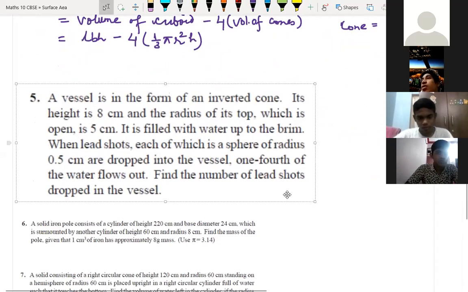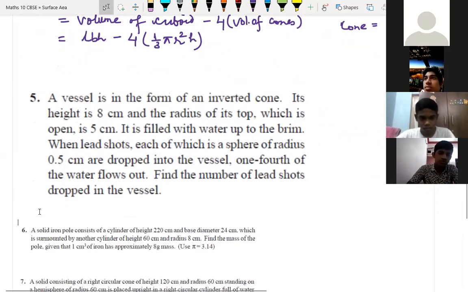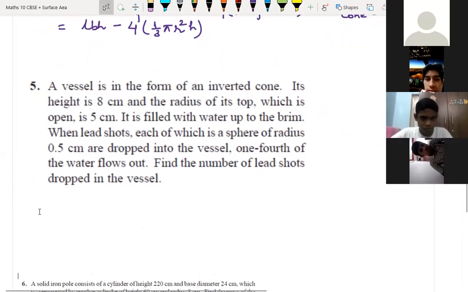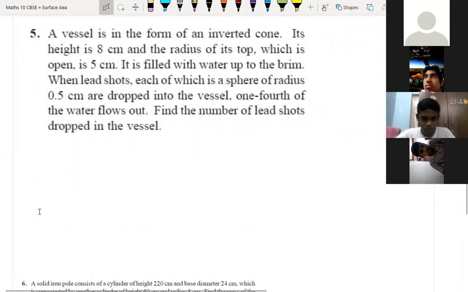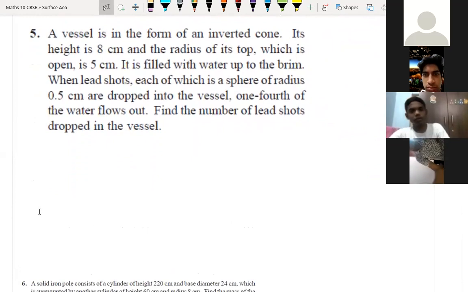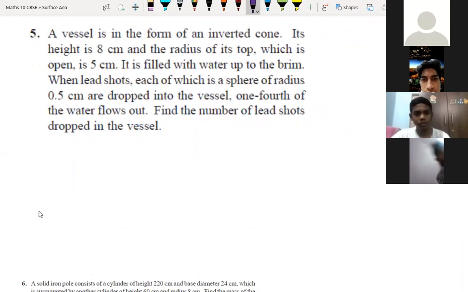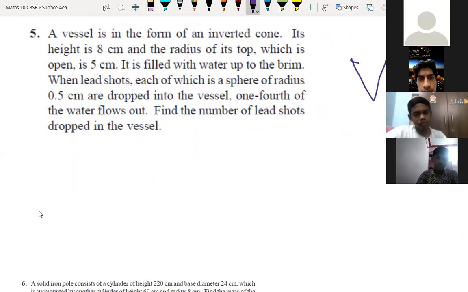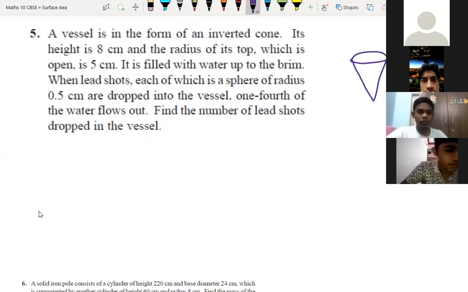Question 7, the fifth one. A vessel is in the form of an inverted cone. Inverted cone, matlab ulta. The cone shape will be like this. This is the form of the vessel. Its height is 8 centimeter.